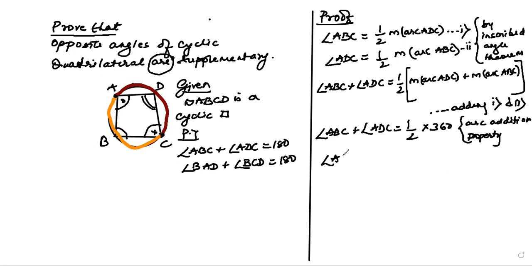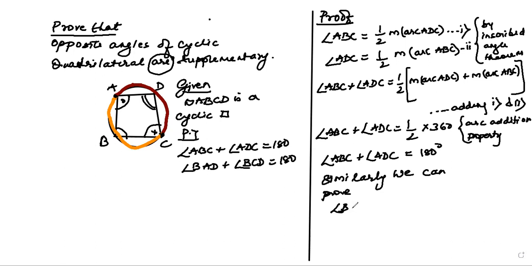So angle ABC plus angle ADC, how much will it come, beta? Half into 360, 180. I think I got my first answer. Angle ABC plus ADC equals 180. Okay? Similarly, children, we can prove, remember, angle BAD plus angle BCD is equal to 180 degrees. So from now onwards, remember, children, opposite angles of a cyclic quadrilateral are supplementary. Whenever you see a cyclic quadrilateral, remember, opposite angles are supplementary.